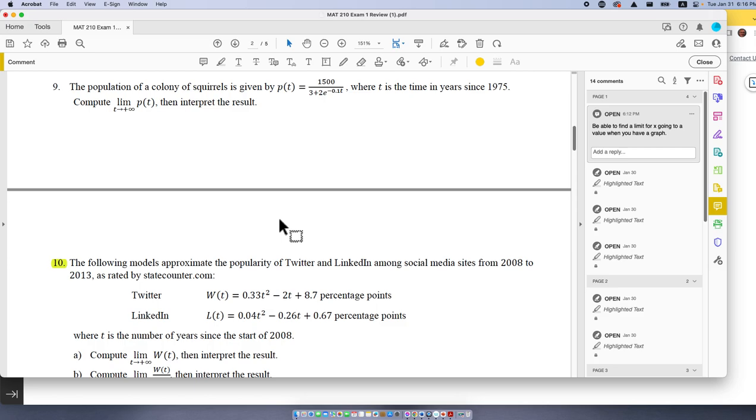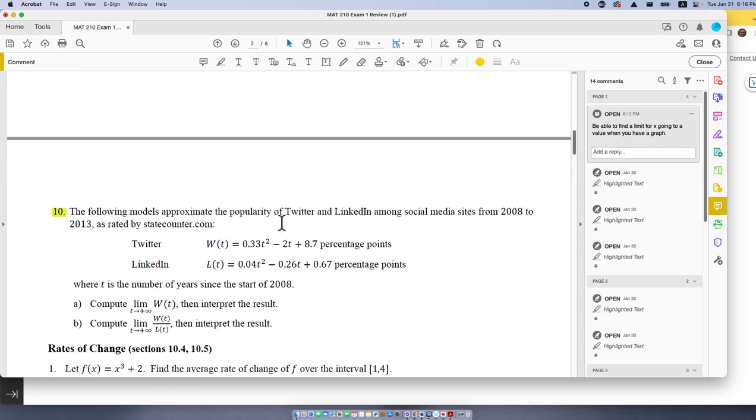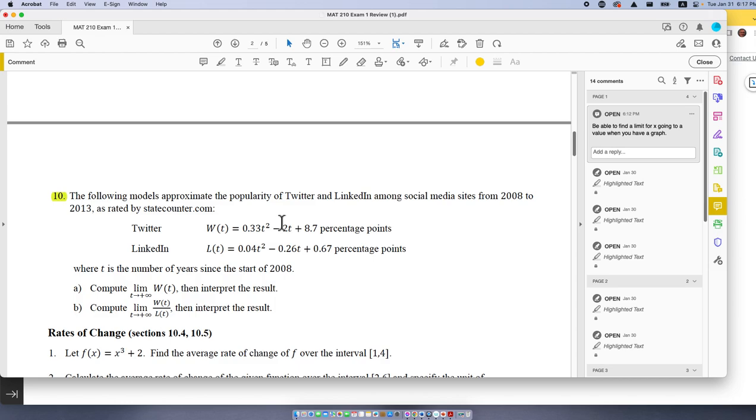So the results are, and then on these ones, they might be multiple choice. So what is the result? Well, what does it mean? T goes to infinity, W goes, so the percentage points will go to infinity.